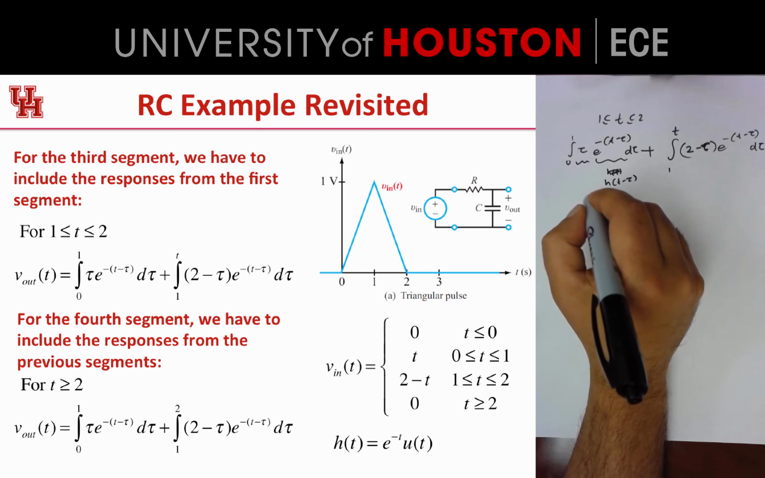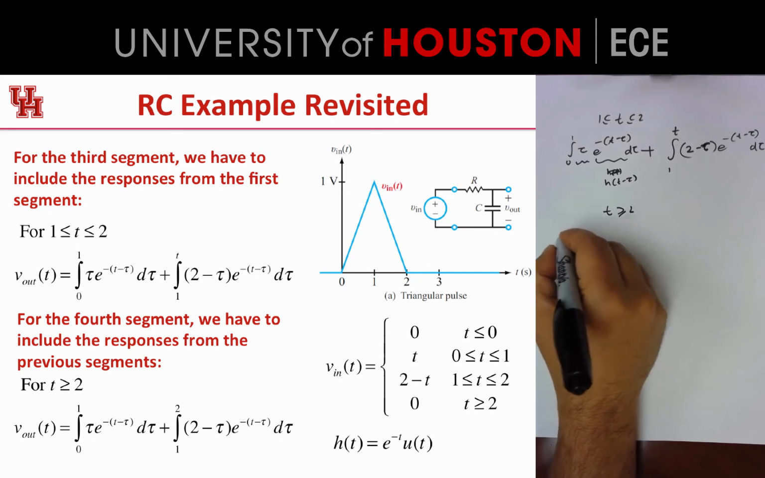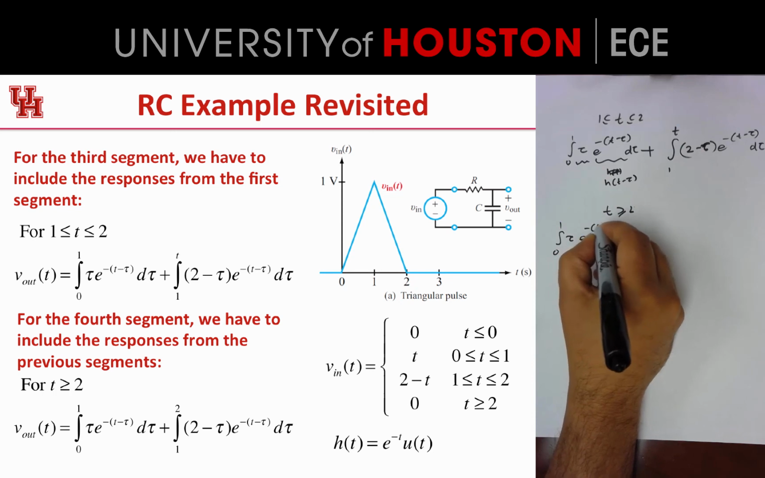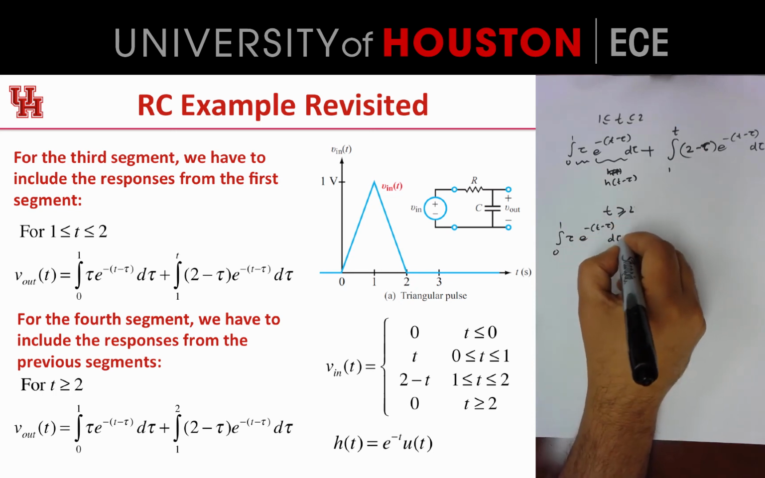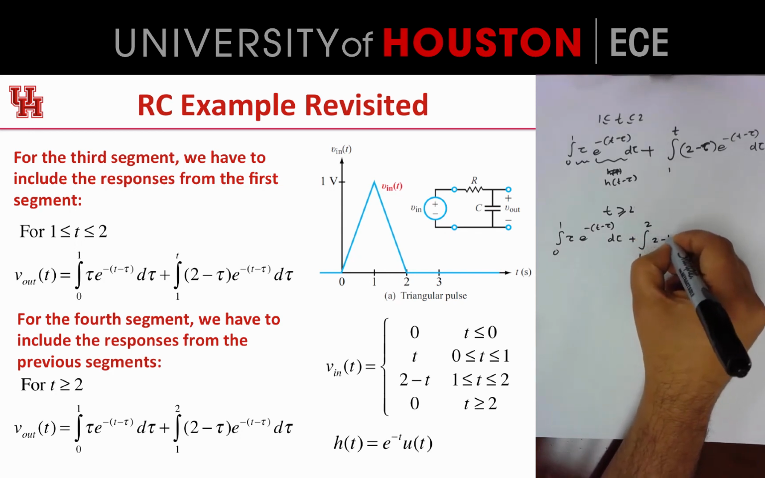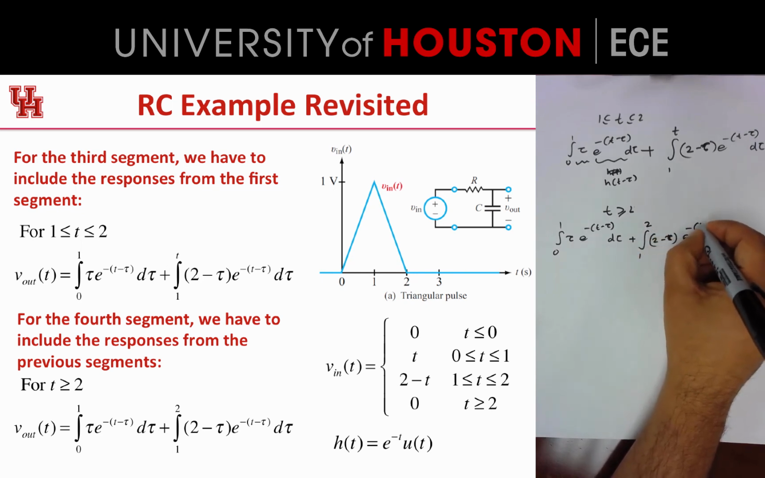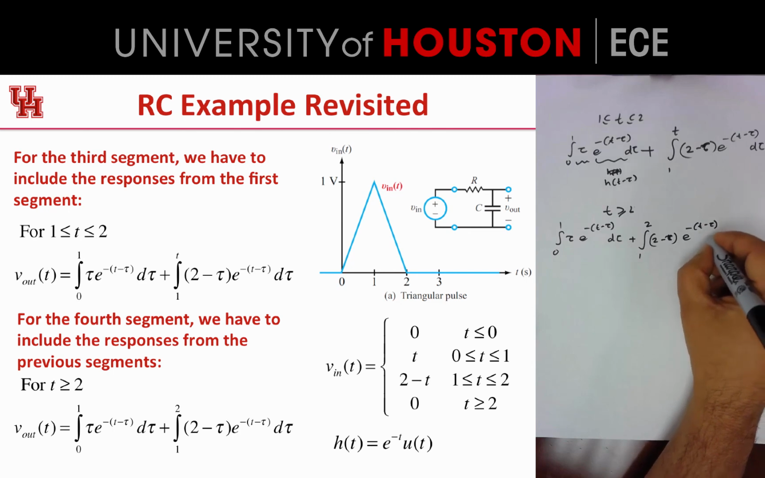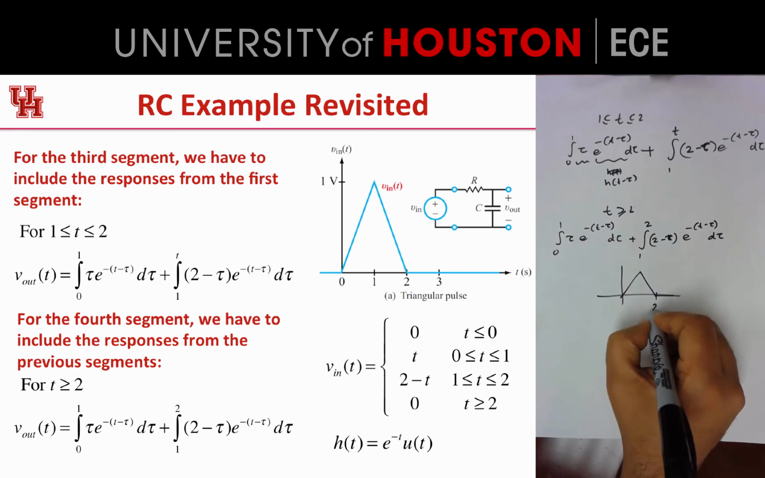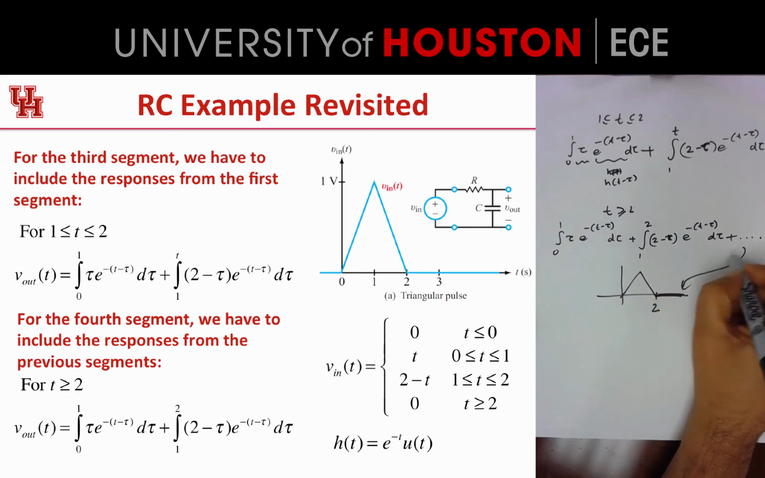Now if t is greater than 2, our output is going to be the integral from 0 to 1 of the ramp times the impulse response, plus the integral from 1 to 2 of 2 minus tau times e to the minus (t minus tau) d tau. Now keep in mind that after 2 there is no more input, so there's nothing more to write here because the input is just 0.